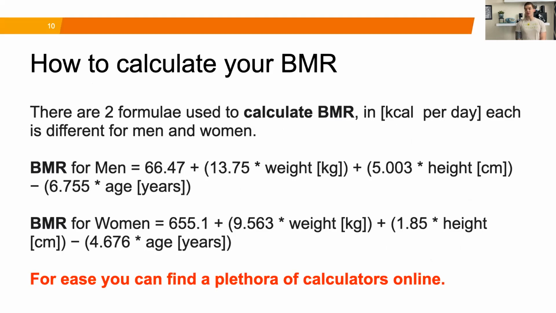So then, how to calculate your BMR? I'm not going to go through it in too much detail, but there are 2 formulas, one for men and one for women. As I said, a man genetically has a higher BMR than a female, so therefore there's a slightly different calculation. The calculation's there. If you want to work yours out, please feel free. However, for ease, you can literally go online, search up BMR calculator, input your height, weight, and age, and it'll work it out for you. So just have a quick Google.